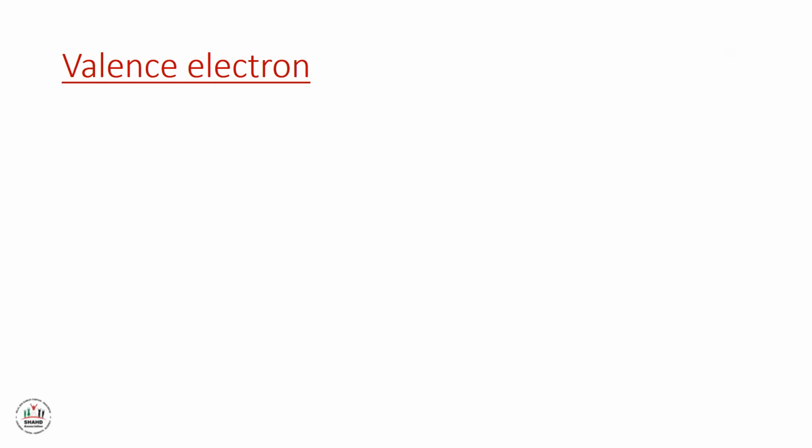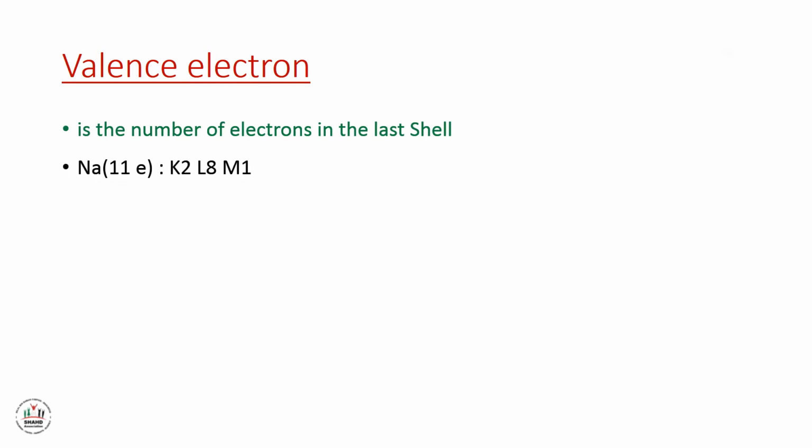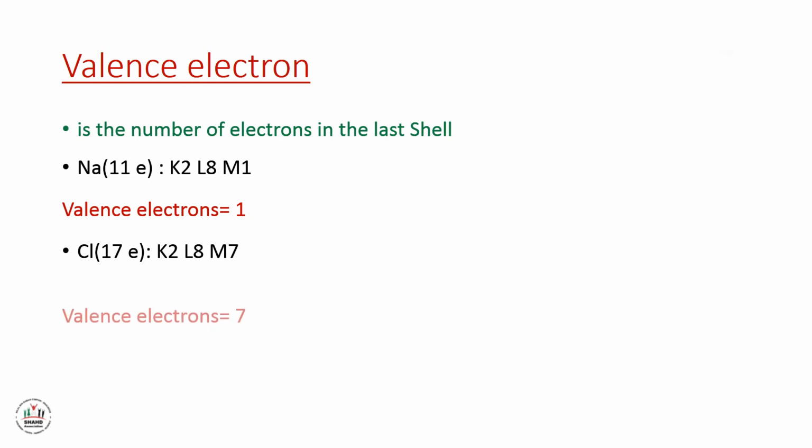What's valence electron? Valence electron is the number of electrons in the last shell. We will take 3 examples. The first one, the sodium atom, K2, L8, M1. The last shell is M, and it has 1 electron, so the valence electron is 1. The chlorine atom, K2, L8, M7. The last shell is M, it has 7 electrons, so the valence electrons is 7.